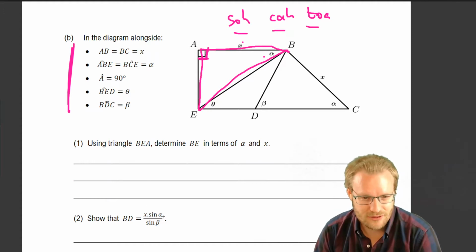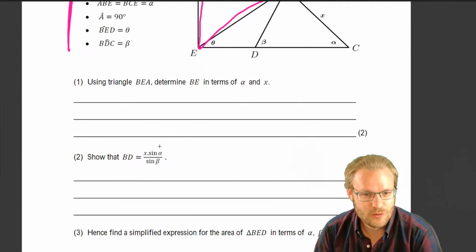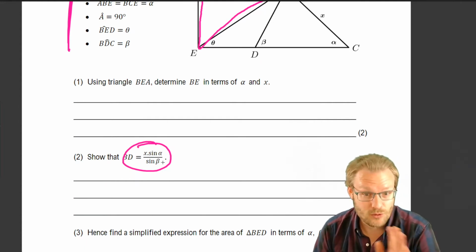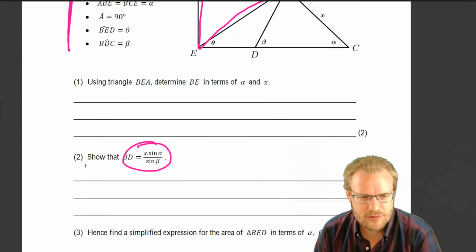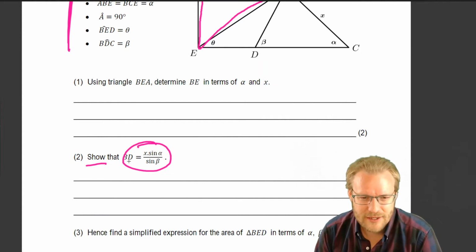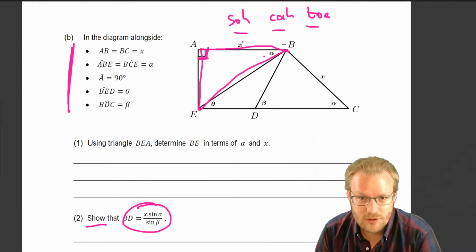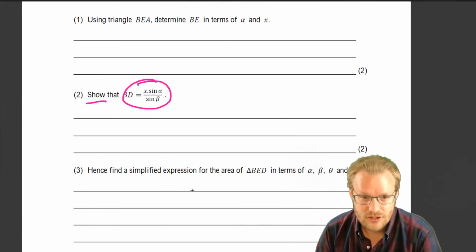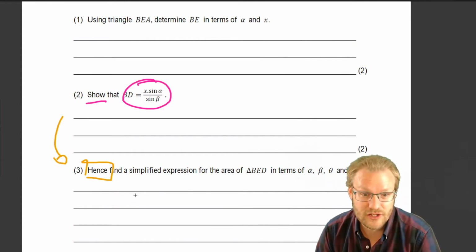Show that BD equals that. Okay, so we don't know that yet. So you can't take that and go, okay, well, let's multiply both sides by sine beta. We don't know that. So just as a reminder, "show that" means we don't know that, but if we worked out what BD is, we're probably going to need it in the next question. Hence means we're going to use what we just found out. So you need this information to do the next part. So that's why it says show that.